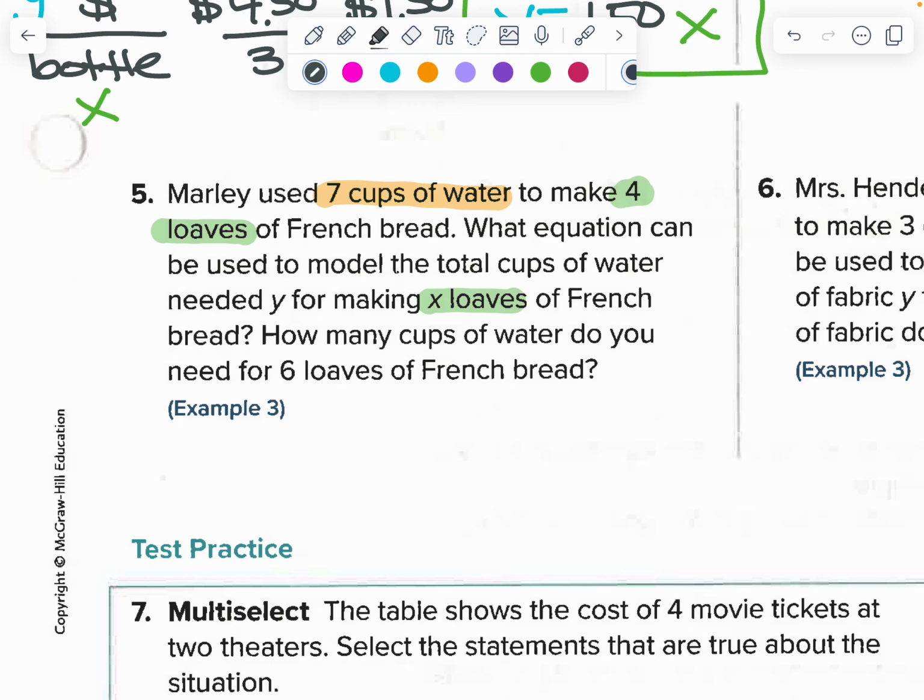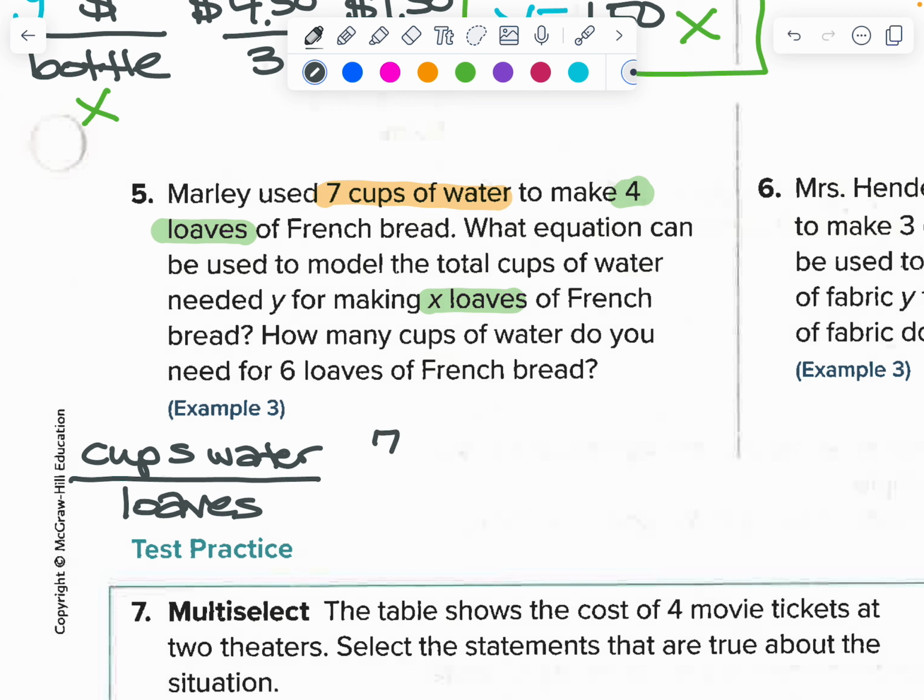So I'm going to set it up. I'm going to do maybe cups of water compared to how many loaves of bread we can make with that water. So I know 7 cups of water will make 4 loaves of bread. I want to get it down to, it says per loaf, right?